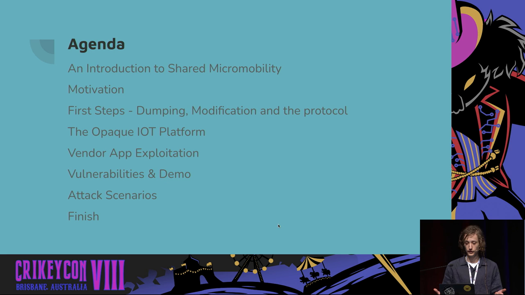First off, on the agenda, we've got an introduction to shared micromobility, where I'll run through what shared micromobility is. Next, I'll go through my motivation. And next up, my first steps on actually dumping the device, modifying the firmware, and then understanding the protocols that it speaks. And then my opaque IoT platform, the platform that I built to simulate a rental company. And then next up is some vendor app exploitation. So we'll break into some vendor apps and actually get control over some scooters. And then second last is some vulnerabilities and a demo. These are hypothetical vulnerabilities. And then some hypothetical attack scenarios, and then we'll finish off.